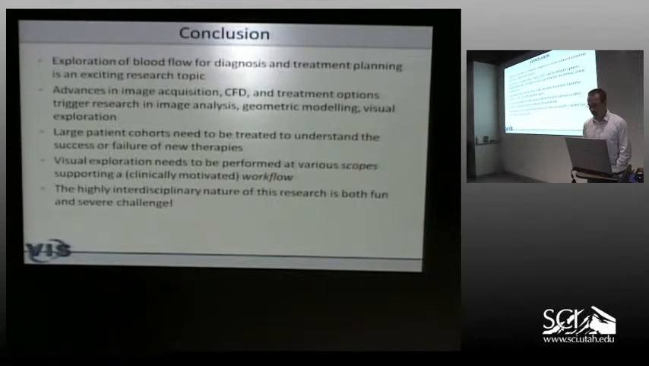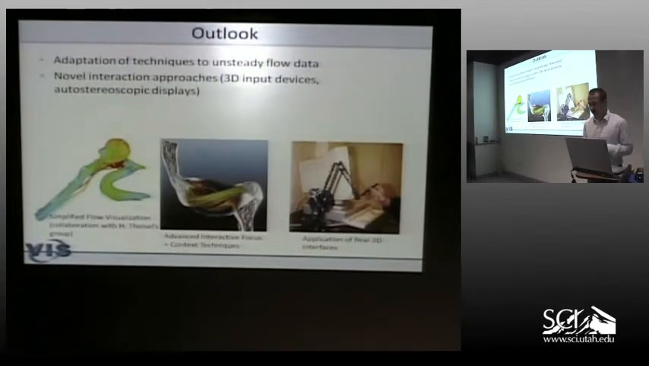To come up with good results, it's really necessary to consider not only, as we did so far, 10 to 15 patients, but larger cohorts, because there's such a large variability in these vascular diseases. Success or failure of new therapies can only be assessed by larger studies. The research which is necessary for this is highly interdisciplinary, and for me this is a lot of fun, but I know that it is also a real challenge because people from very different disciplines have to work together in a very coordinated manner. A few remarks on what could be done in the future.